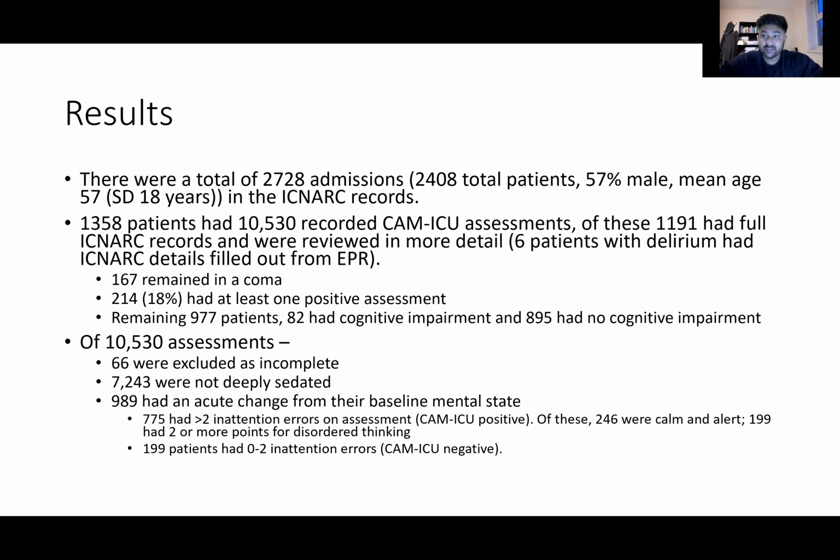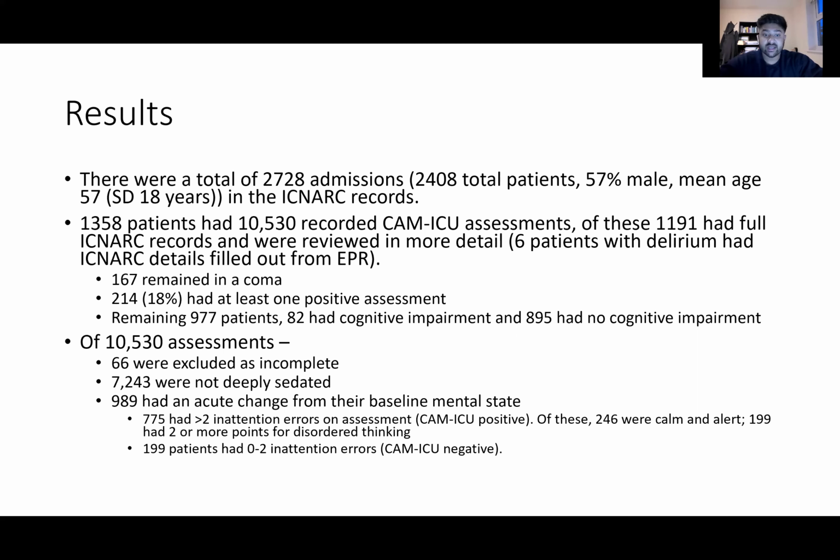214 patients, that's 18%, or just under 1 in 5, had at least one positive assessment. So during their stay, at least 1 in 5 patients were positive for CAM ICU. Of the rest of the 977 patients, there were 82 patients who had cognitive impairment, whereas the rest of them didn't. Now, looking at the assessments on their own, most of them, unfortunately, were not deeply sedated. So that means they were eligible for having the CAM ICU assessment.